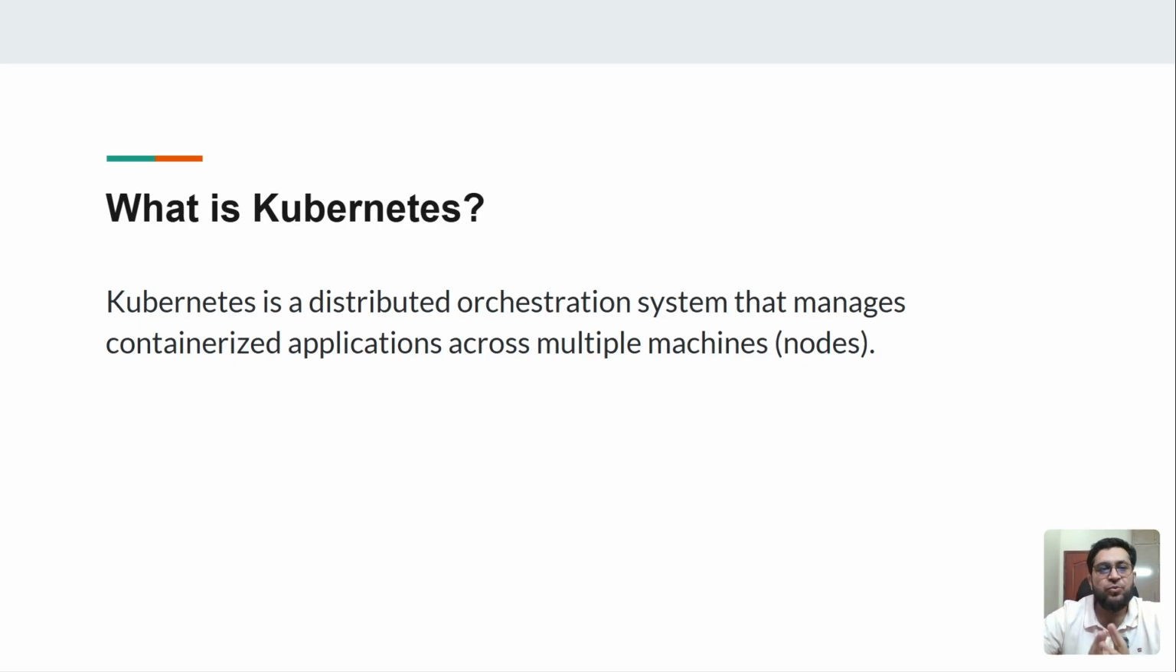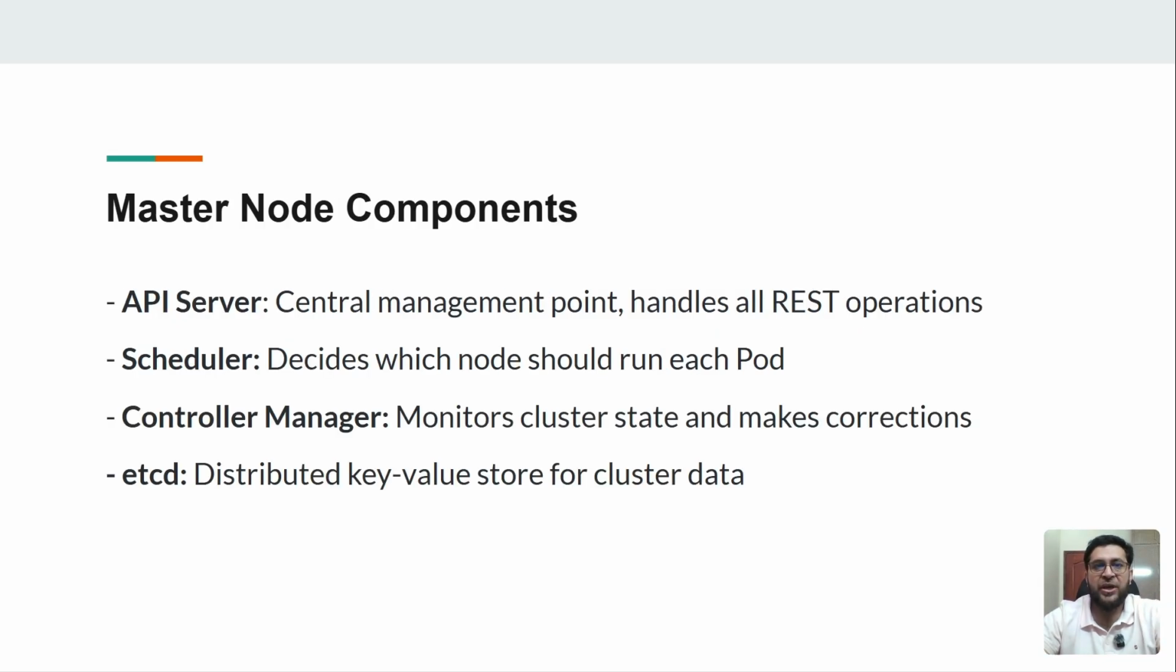Now, what is Kubernetes? Like an orchestrator, Kubernetes is a distributed orchestration system that manages containerized applications across multiple machine nodes. An orchestrator also manages containerized applications across different servers or nodes. So behind the scenes of Kubernetes, there is an orchestrator. Kubernetes is nothing but an orchestrator.